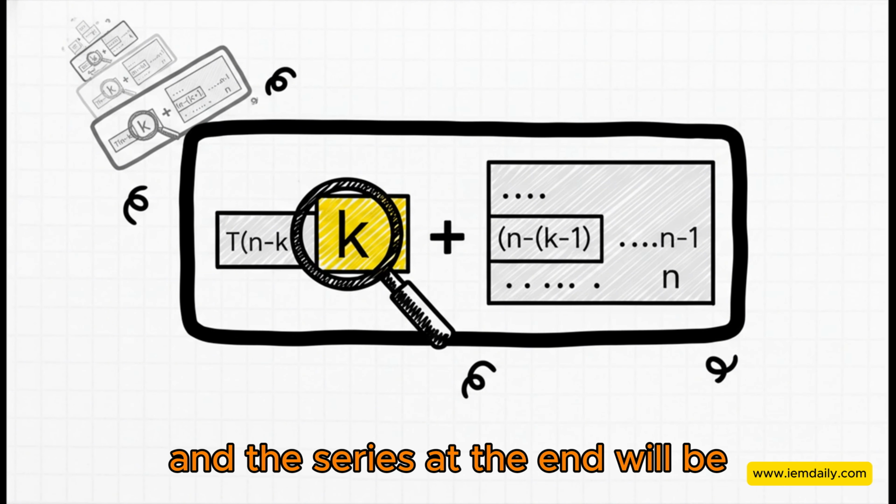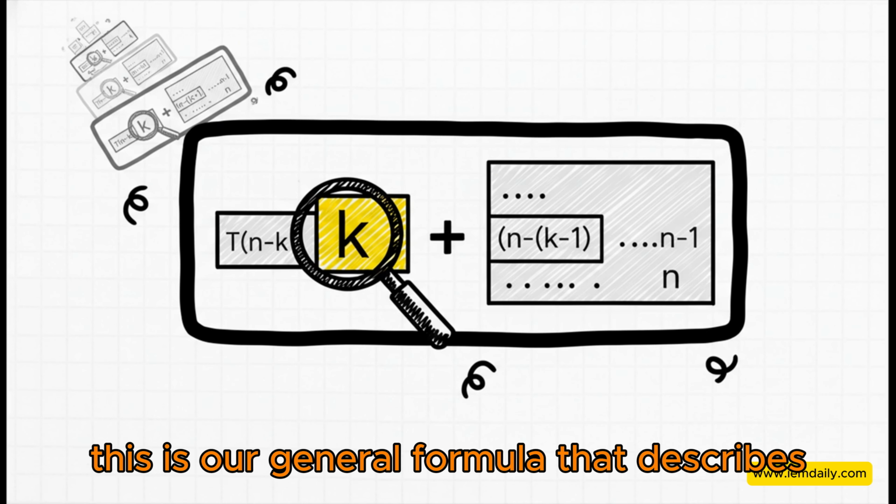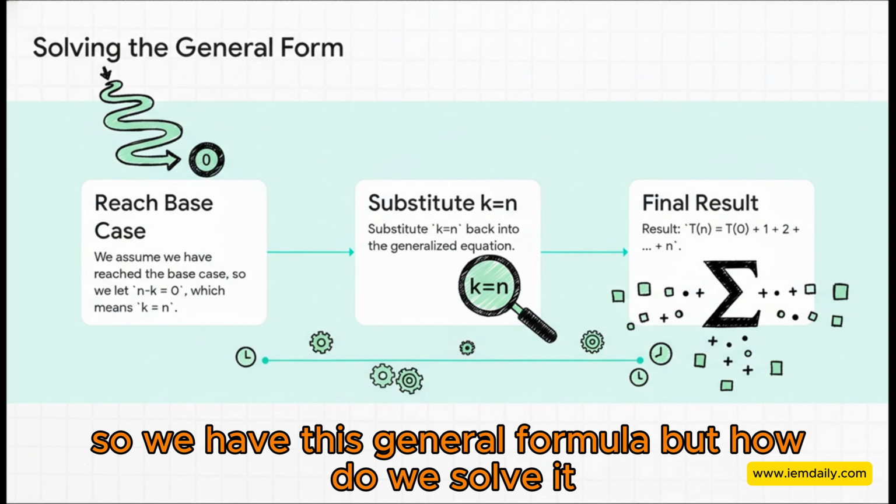And the series at the end will be a sum starting from n all the way down to n minus k plus 1. This is our general formula that describes the pattern for any number of steps k. So we have this general formula, but how do we solve it?